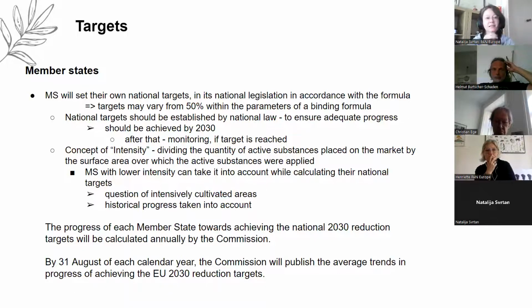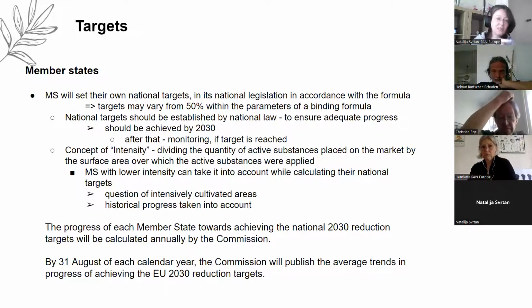Member states can set their own national targets according to the formula that is set in the annex of the regulation, and targets can vary from 35 to 65%. So in practice, those members that, comparing to an average from 2015 to 2017, have less than 70% of the Union EU average can set up their target to 35%. So they don't need to set the target to 50%, but to 35%.